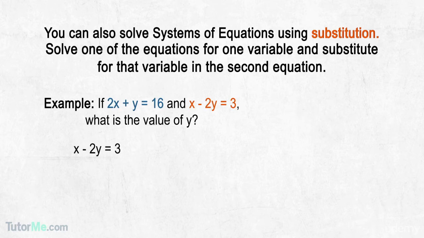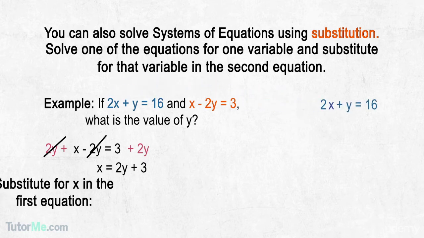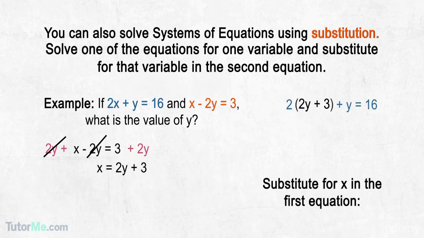In this example, we'll isolate x by adding 2y to each side. That gives us x equals 2y plus 3. Now we can return to the first equation and plug in 2y plus 3 where x is. Distribute the 2 and you get 4y plus 6 plus y equals 16. Combine like terms and you have 5y plus 6 equals 16. Subtract 6 from each side and we have 5y equals 10. Divide each side by 5 and you get your answer, y equals 2.